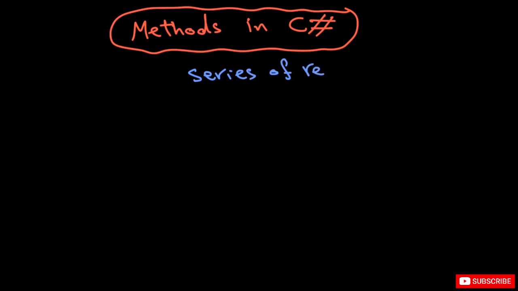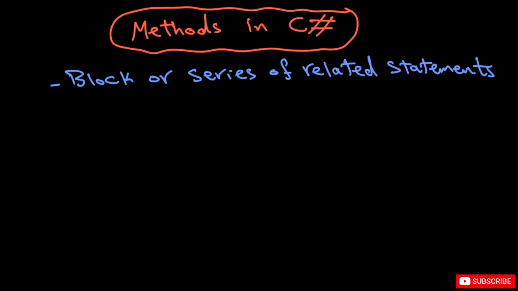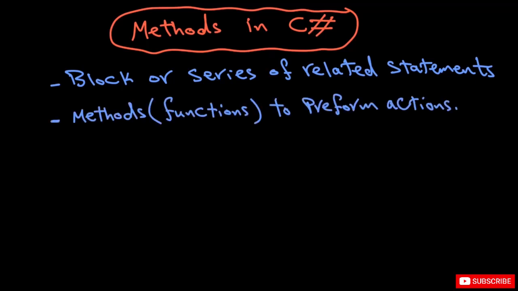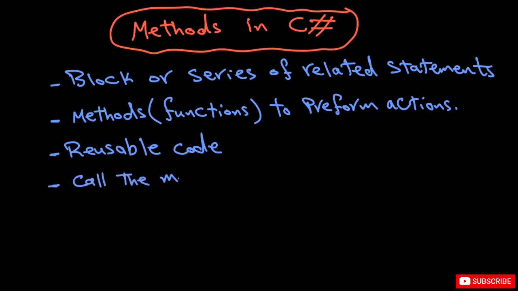In this lesson we will discuss methods in the C# programming language. A method in the C# programming language is a series of related statements or a block of code that only runs when it's called. Methods in C# are like functions in many programming languages. So you can use methods or functions to perform certain actions. If you want to create reusable code in the C# programming language, you can use methods. You can declare a single method in the C# programming language and you can call it many times if you wish.